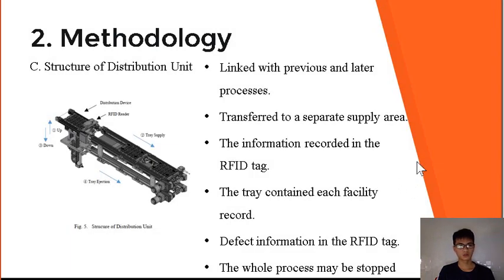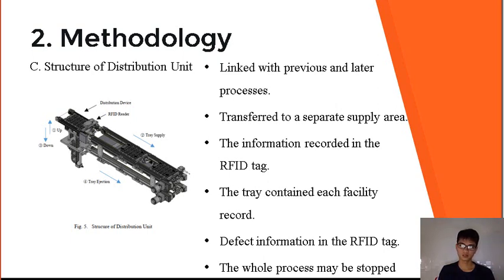Next is the structure of distribution units. Figure 5 shows how the tray containing the camera modules supplied to the conveyor is supplied to the facility, inspected, and discharged once the inspection is completed.